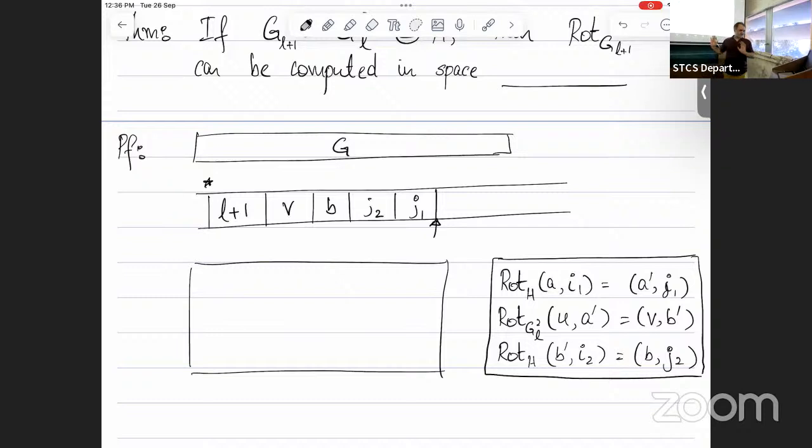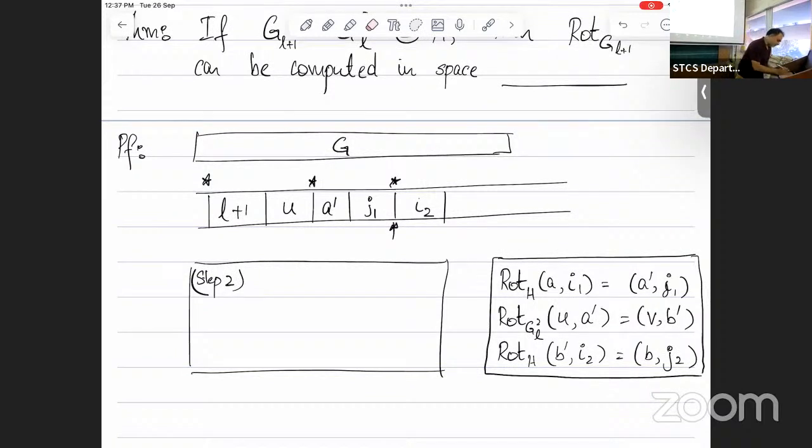So is this clear? Let me just go over this again. This involved doing 3 steps. Maybe this is all I could have. So there was U, A, I1, I2. I first say I'm doing step 1. I mark off this region, put my head here, and now I call the rotation map for H, which changes this to an A prime and changes this to a J1. And now I want to run step 2.